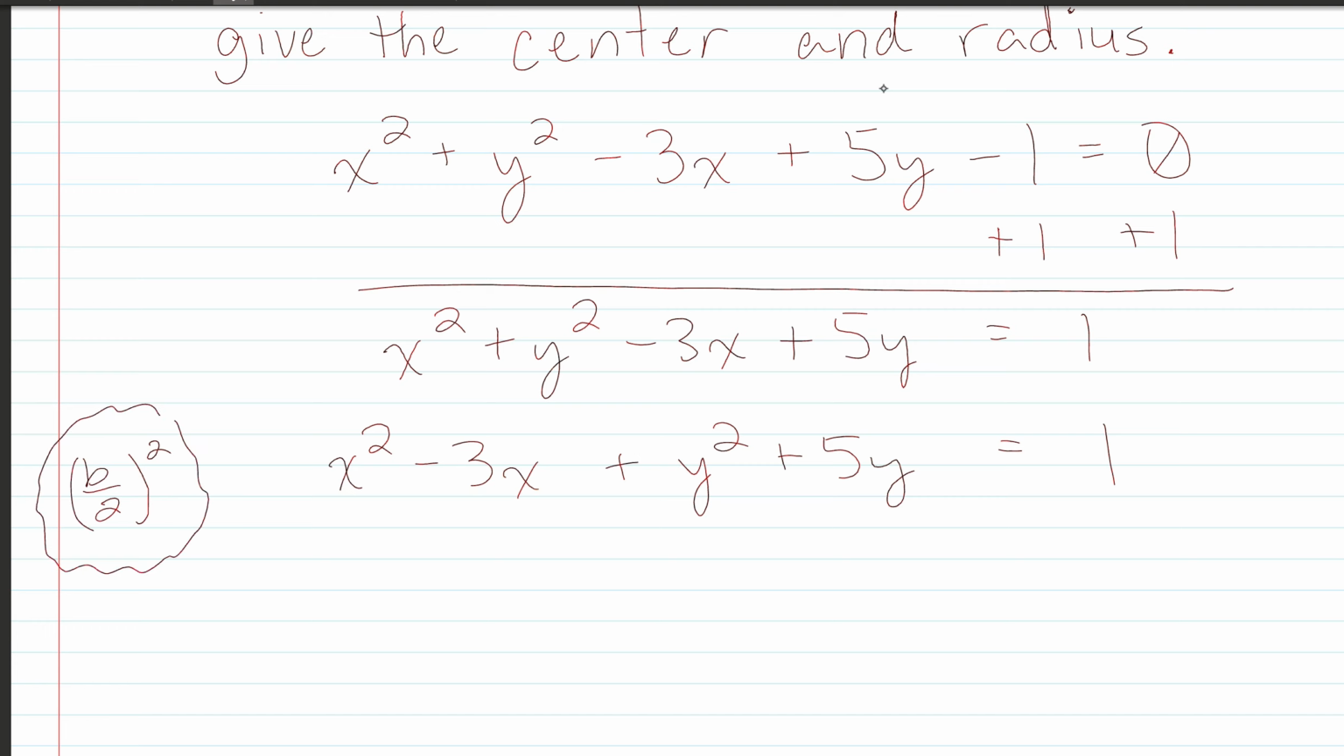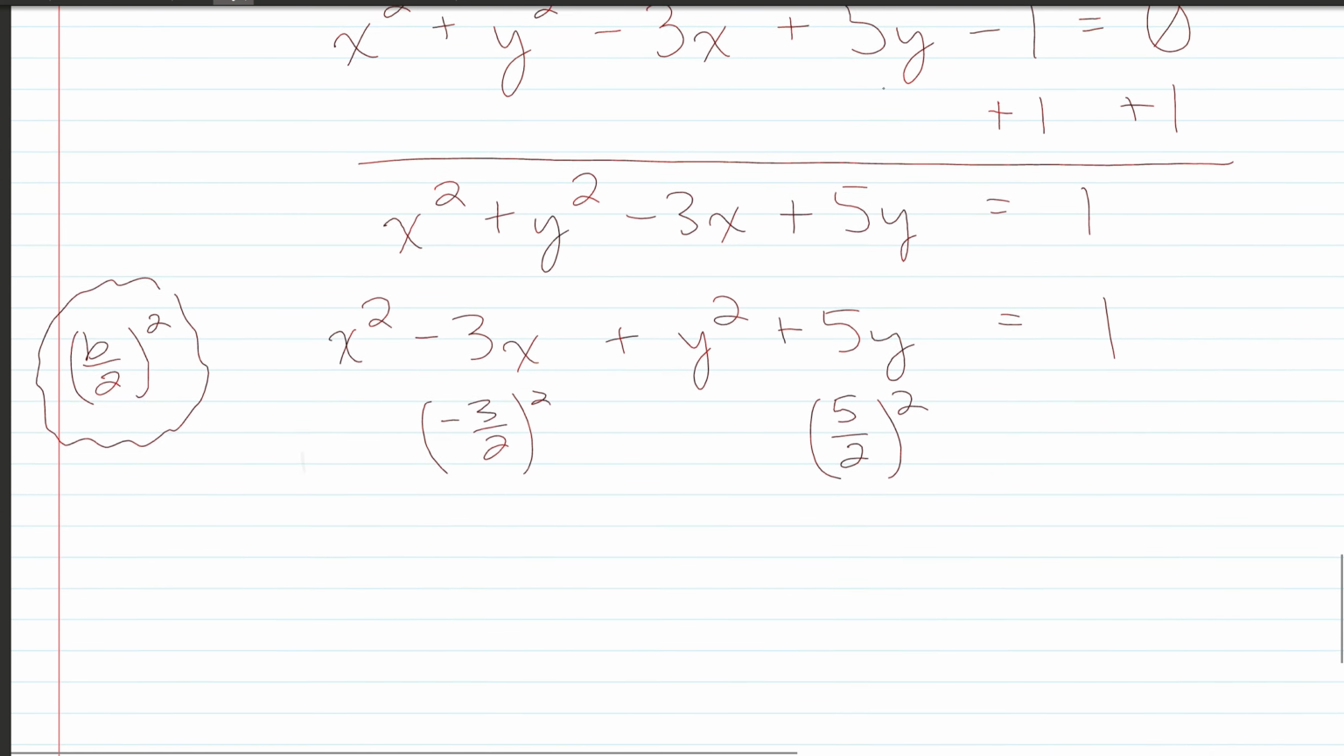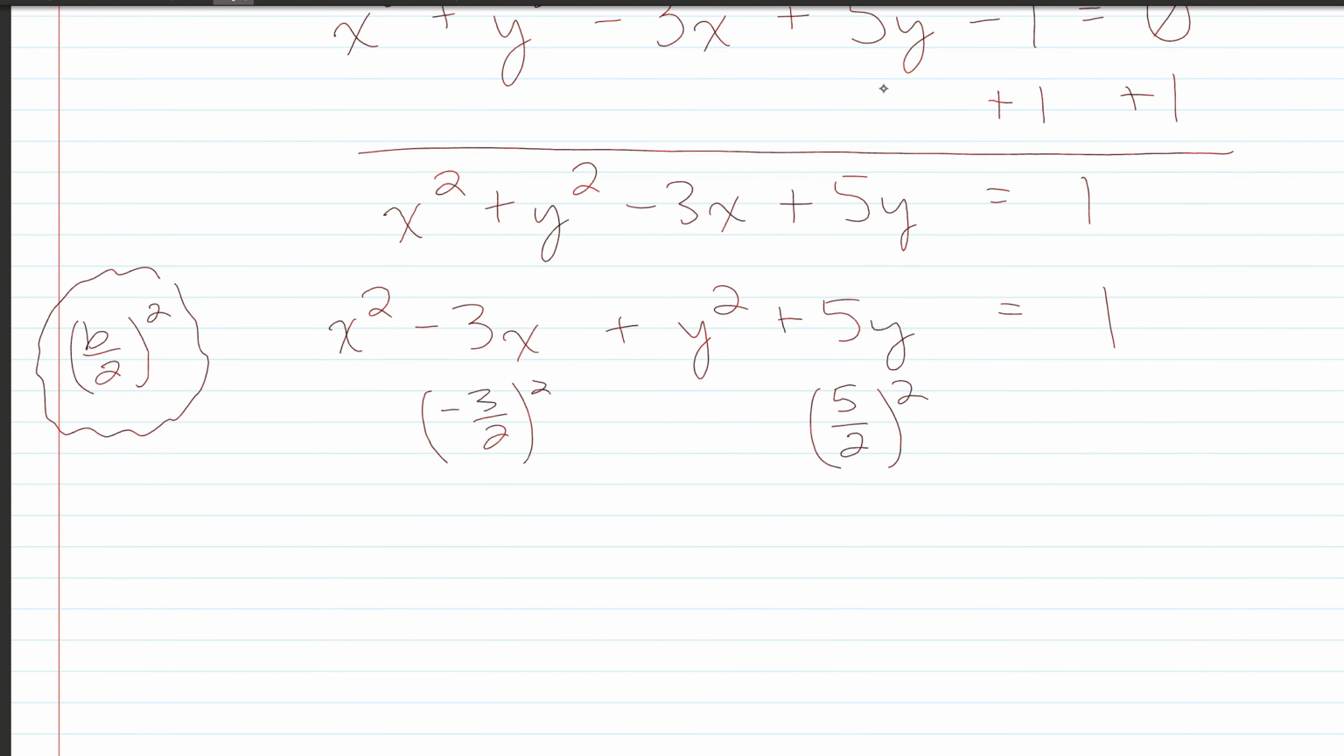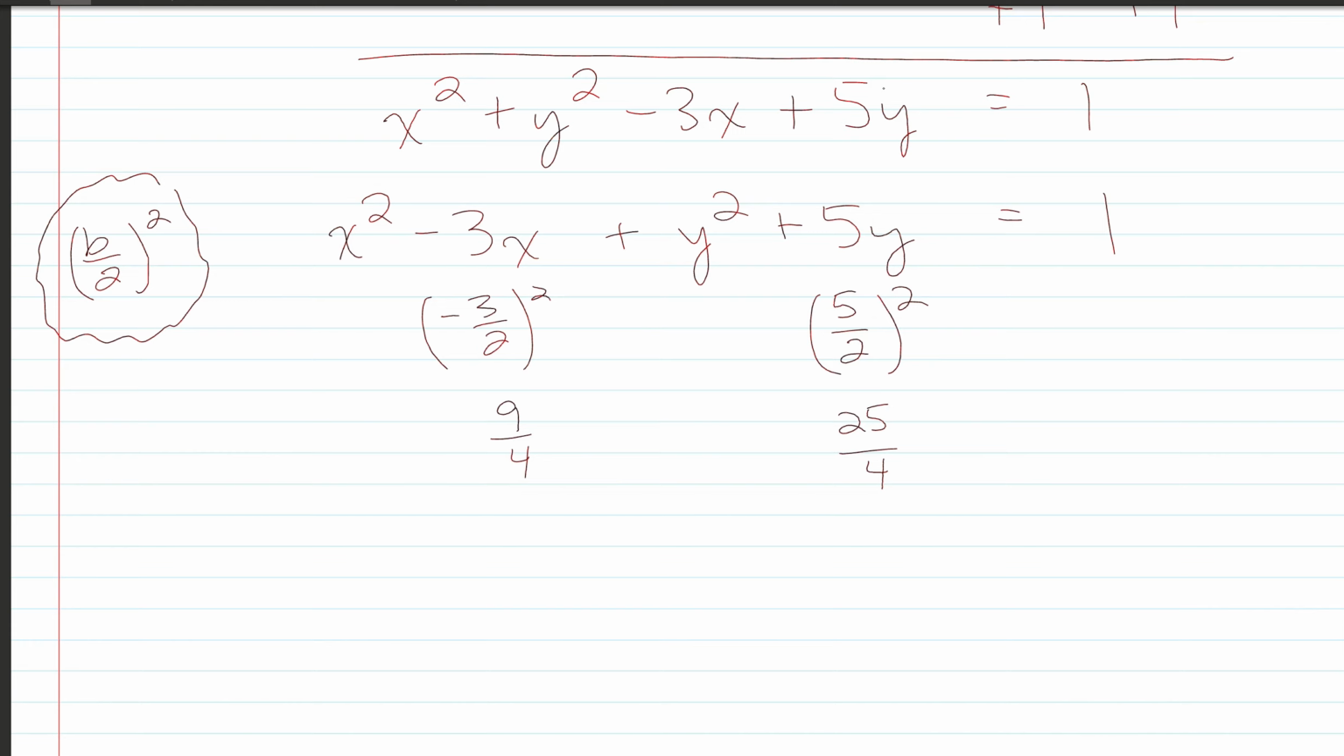So I'm going to do that. So I'm going to take negative 3 over 2 and square it. Well, I want to do the same thing to this 5. Take the 5 over 2 and then square it. Alright, so what happens when I square them? So I get 9 fourths, and over here I'll get 25 fourths. 9 fourths and 25 fourths. As you recall from completing the square method, we would take that 9 fourths, add it to both sides, and same thing with the 25 fourths.